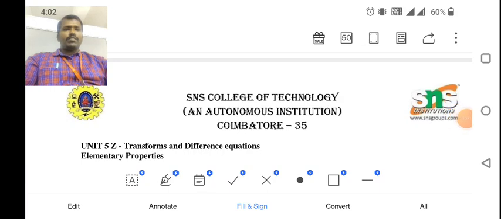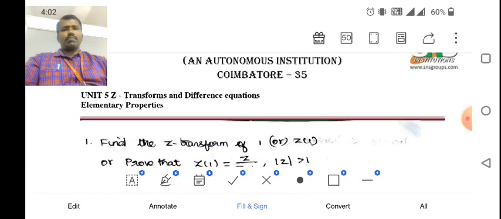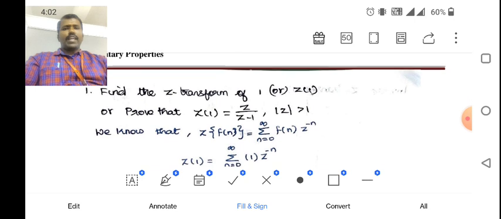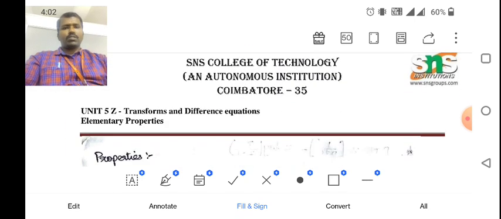Good morning. Already we have seen the topics, elementary properties, the basic formulas and basic problems. Next we are going to see the properties of the Z transform, the elementary properties. Find the Z transform properties also.